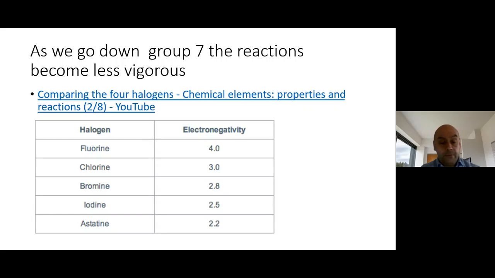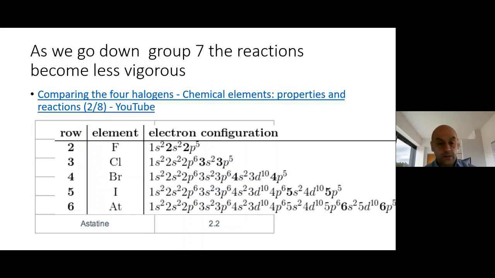As we go down group 7, we're looking at electronegativity now, which we've kind of touched on. You can see the electronegativity decreasing, and we're just going to look at why that is. Electronegativity is about trying to get hold of electrons, and how good you are at that. If we look here, this is the shell we're trying to put the electron in. It's right next to the nucleus. The effective nuclear charge is strong. This is fluorine, the most electronegative element.